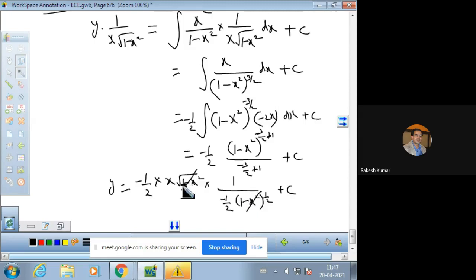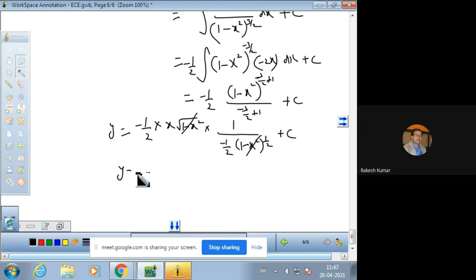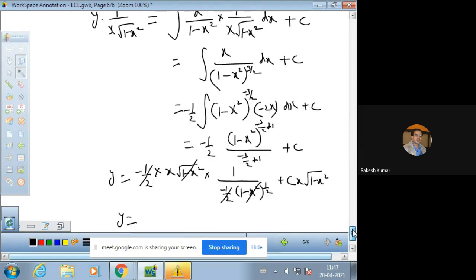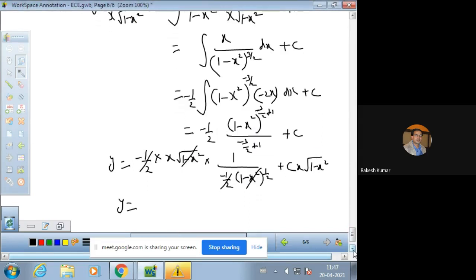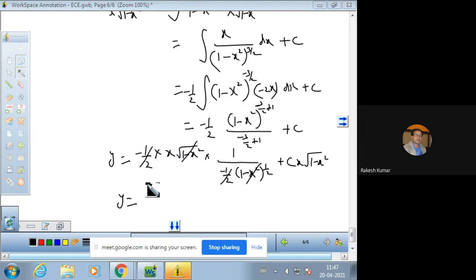So this term can be cancelled with this. So you will have y is equal to minus 1 by 2 and minus 1 by 2 is also cancelled. So that will be into c x under root 1 minus x square. Also, with c this term will also be multiplied, because when this term is multiplied with this, it will be with c also, and what remained was y is equal to x only plus c x under root 1 minus x square.